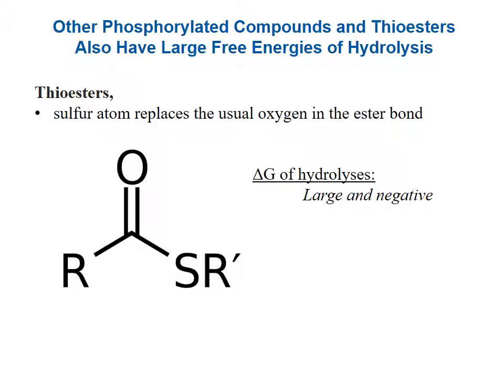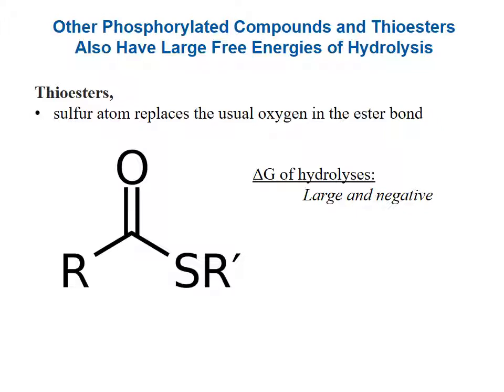Last lecture, we started talking about certain phosphorylated compounds with large and negative delta Gs that were other than ATP. And today we will continue on that topic and we will begin today's lecture with discussing thioesters.